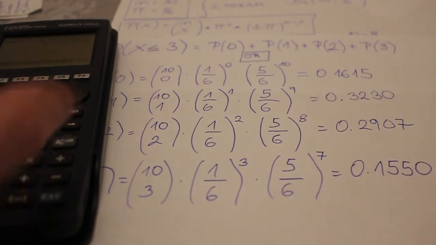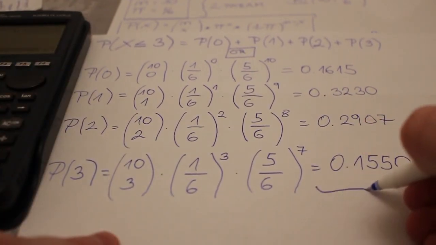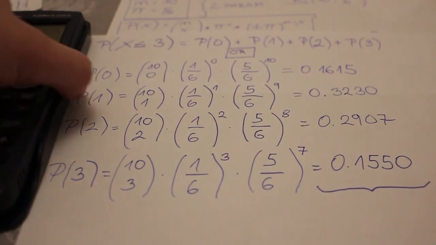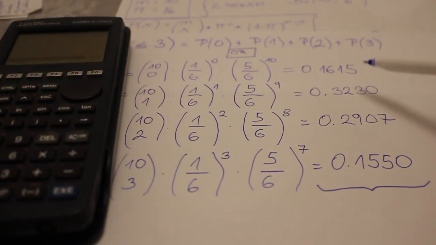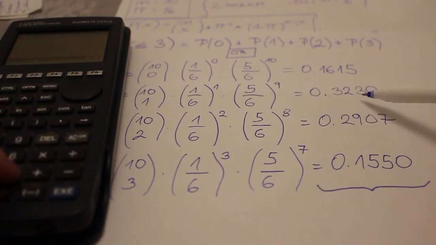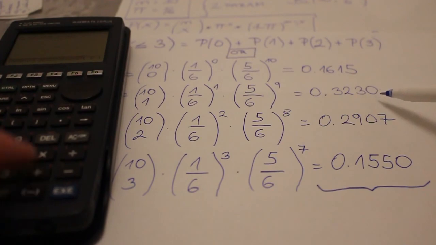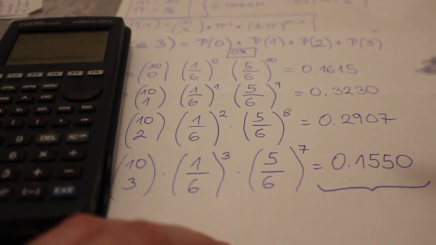0.1550. Okay, so you have here all partial values, and if you calculate the summation of these four values, 0.1615 plus 0.3230 plus 0.2907 plus 0.1550. Enter.